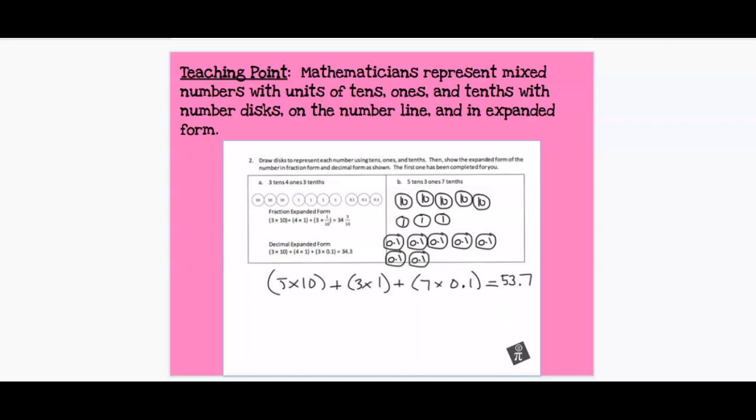So the idea is, how can we write that as a fraction? Well, as a fraction, it's going to start off the same way. We have 5 copies of 10, plus we have 3 copies of 1, plus we have 7 copies of 1/10. And that ends up equaling 53 and 7/10. So working in reverse, we want students to be able to see this number and decompose it into its parts.